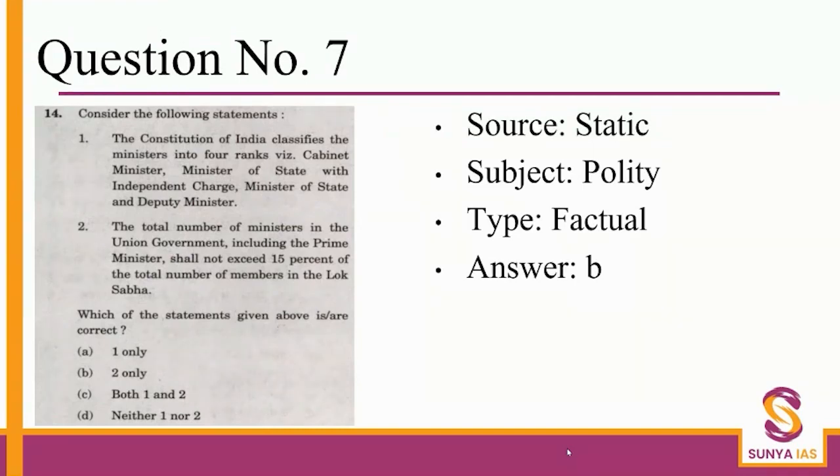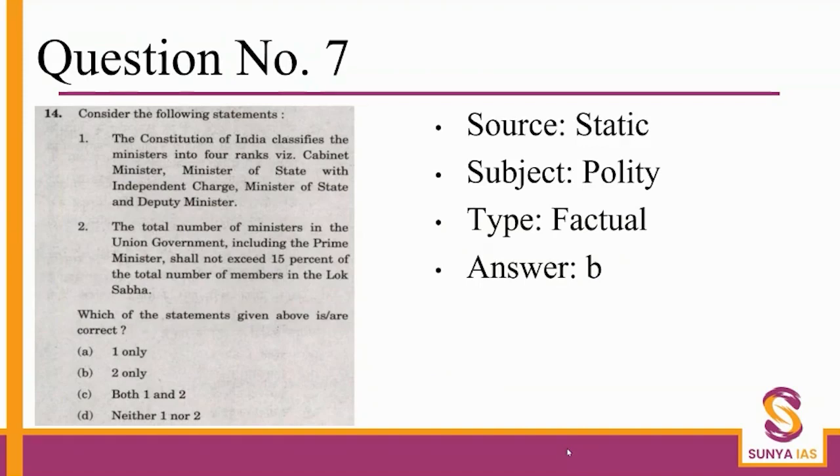Consider the following statements. The Constitution of India classifies the ministers into four ranks, namely Cabinet Minister, Minister of State with independent charge, Minister of State, and Deputy Minister. And the second statement is the total number of ministers in the Union government, including the Prime Minister, shall not exceed 15% of the total number of members in the Lok Sabha. Again, a very factual question. Subject is polity, right? So your polity book has the answer to this question. So I have put this question just to show that you cannot afford to miss these questions, which are easy and which have direct answers in the books.